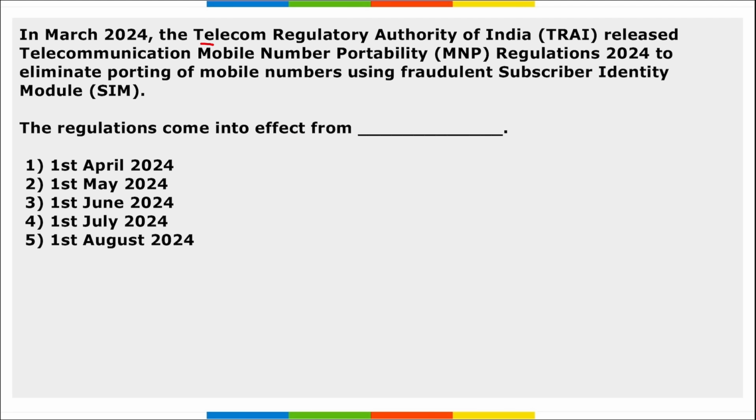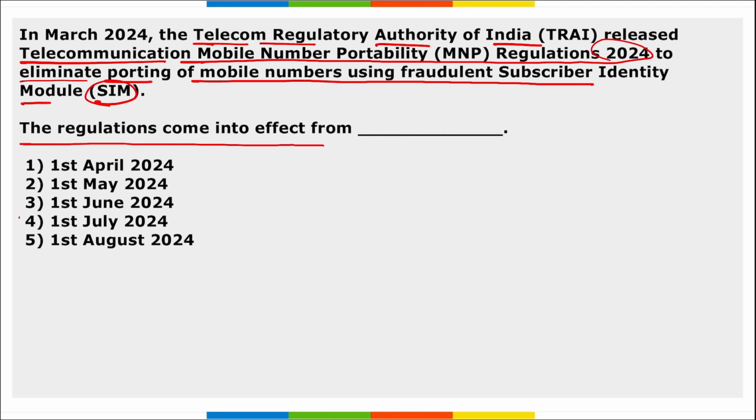Next is TRAI. The Telecom Regulatory Authority of India has released Telecommunication Mobile Number Portability Regulations 2024 to eliminate porting of mobile numbers using fraudulent subscriber identity module, that is SIM. The regulations come into effect from 1st of July 2024. Right, and the amendment prohibits the telecom operators from issuing a UPC, that is your unique porting code. That is the first step of changing your service provider. Once this code is produced, then for the next 7 days another UPC code will not be produced.